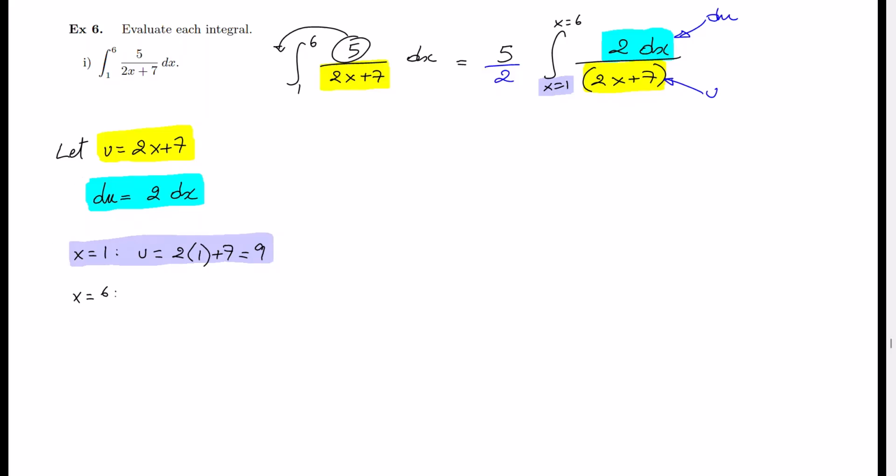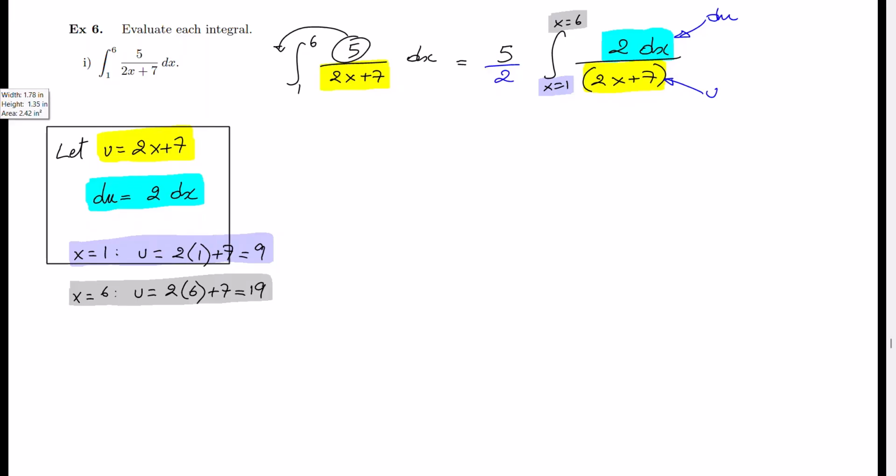And if you see an x that's equivalent to 6, what would be the u? The corresponding u would be 2 times 6 plus 7. So that's 12 plus 7, which is 19. So that will be the upper bound for the new problem. So that's going to replace x equal to 6. Okay, so I've got everything I need.